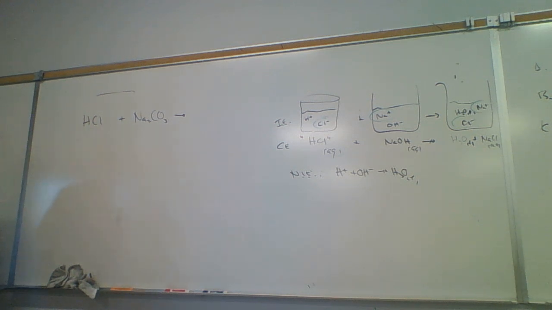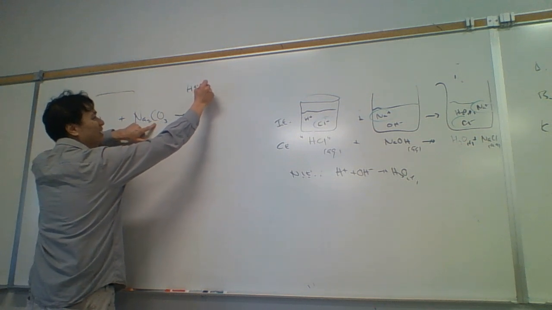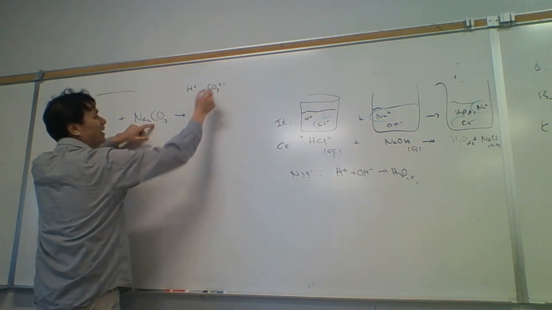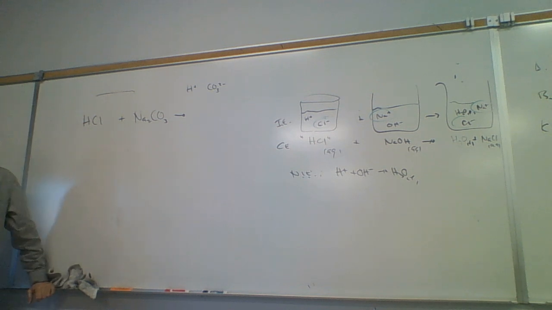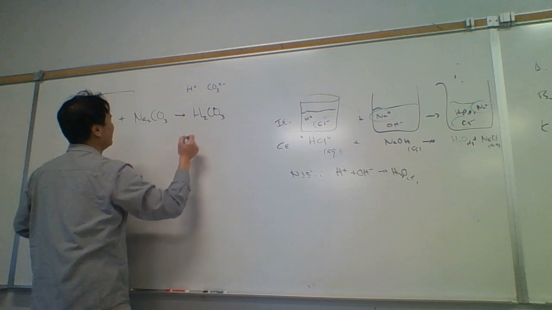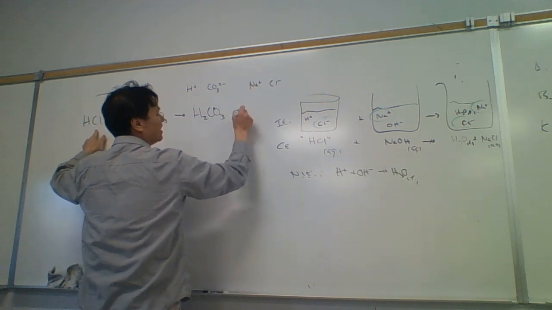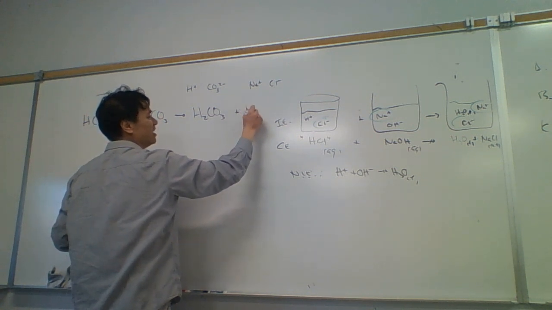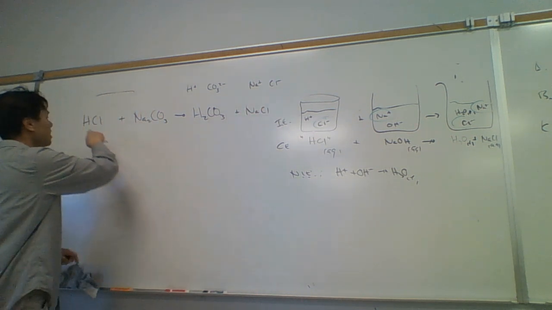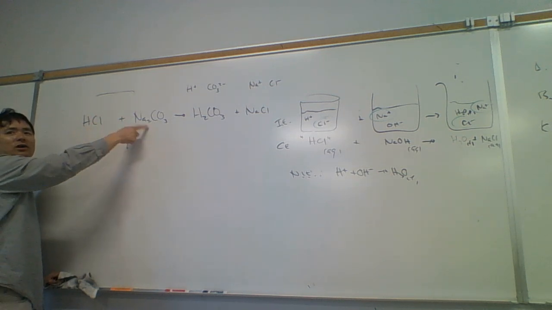Okay. So what you're going to do is get the hydrogen ion plus the carbonate ion. So the hydrogen ion plus the carbonate ion makes, what's the formula? H2CO3. And then we have the sodium ions with the chloride ions, and that's going to make NaCl. So we get hydrogen carbonate and sodium chloride. We just swap it.